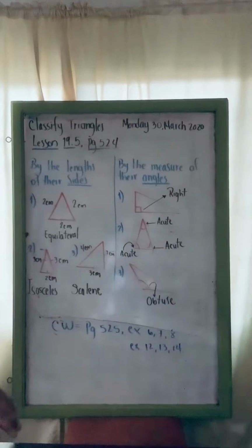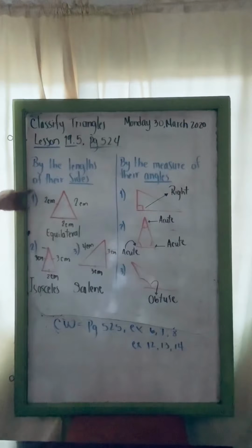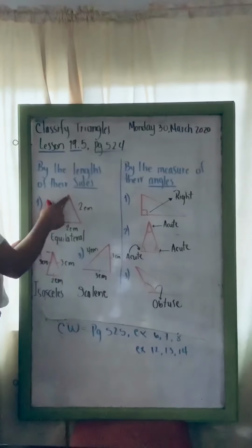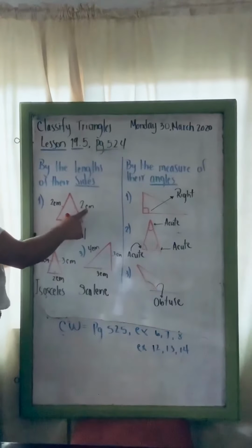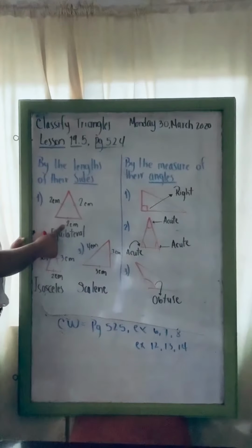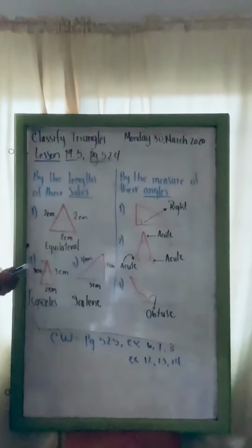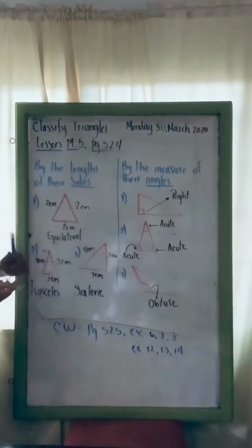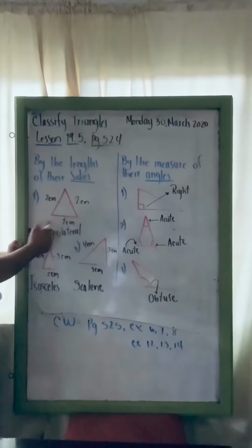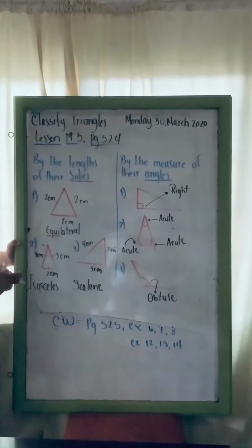So now let's go through them. The first one is by the length of the sides. We have the first triangle, in which side number 1 measures 2 centimeters, side number 2 measures 2 centimeters, and the third and last side measures 2 centimeters too. So we have 3 sides with the same measure, and we call this an equilateral triangle. The word equilateral means equal sides. That's why this triangle is called an equilateral triangle.